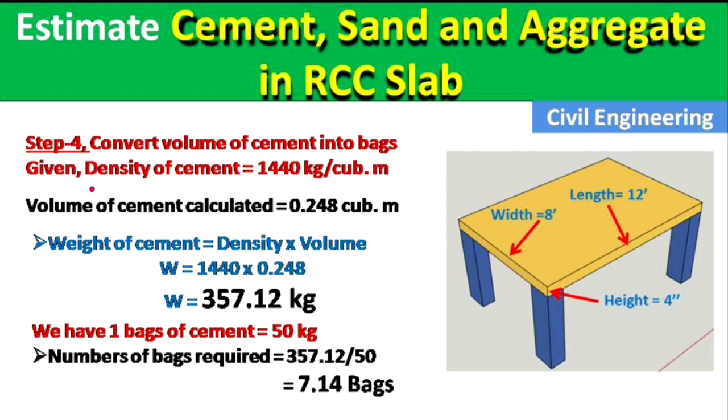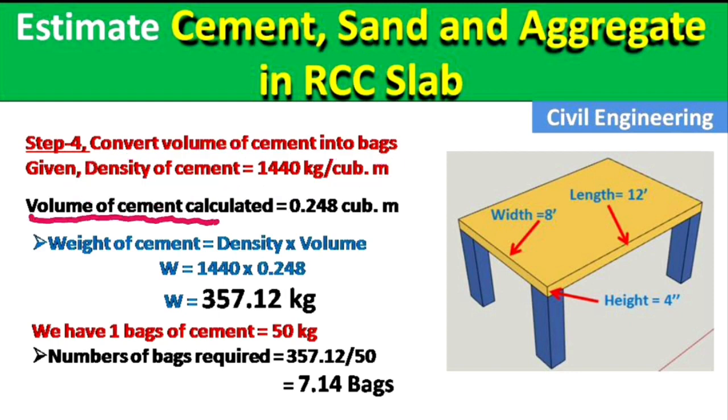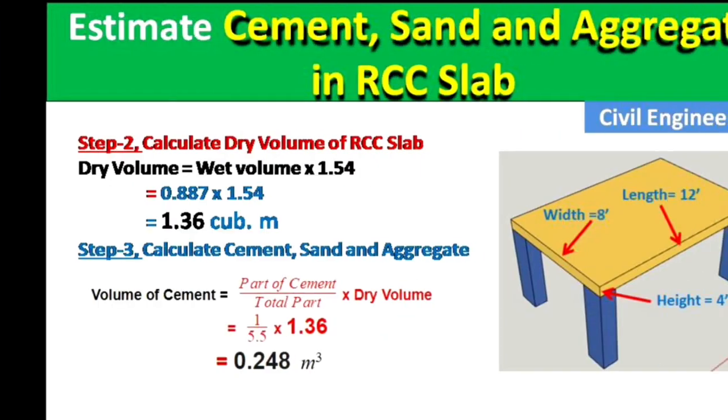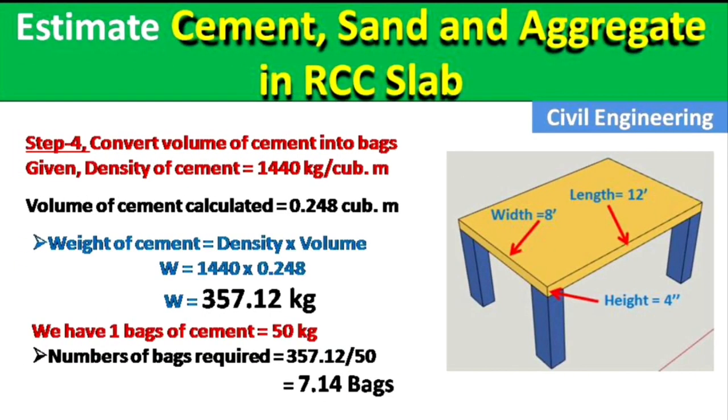Now the density of cement is 1440 kg per cubic meter. You have to remember this value. Now the volume of cement is calculated. How much did we calculate on the previous page? We have calculated the volume of cement as 0.248 cubic meter. So now calculate here. We have 0.248 cubic meter as the volume of cement, and density is 1440 kg per meter cube.